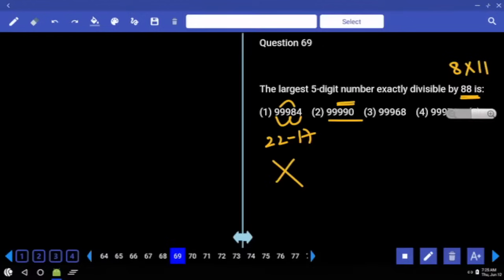990. Is it an 8 multiple? Eliminate. 9 plus 9, 18 plus 8, 26. 9 plus 6, 15. Is it an 11 multiple? Yes. Observe the last 3 digits. Is it an 8 multiple? Final answer. There is no need to verify the fourth one either.